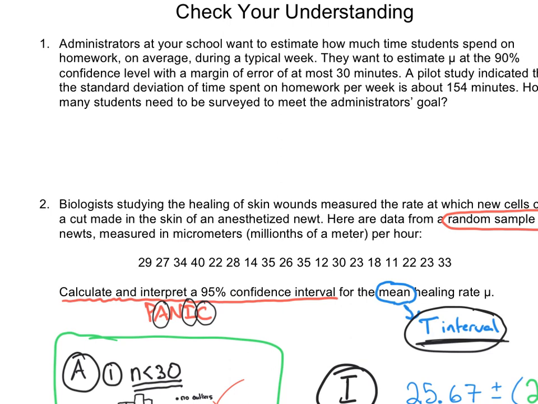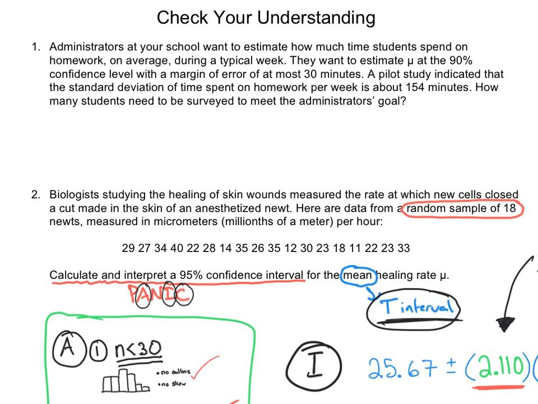So it just says this: administrators at your school want to estimate how much time the student would spend on an average during a typical week. They want to estimate mu, which is the mean of the population, at a 90% confidence interval with a margin of error. So check this out. A margin of error at most 30 minutes. A pilot study indicated that the standard deviation of the time spent per week is about 154. So check this out. They're saying this is a pilot study.